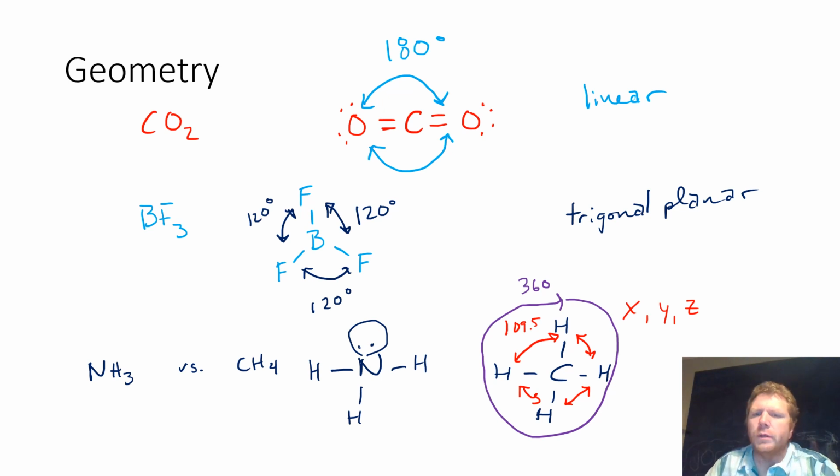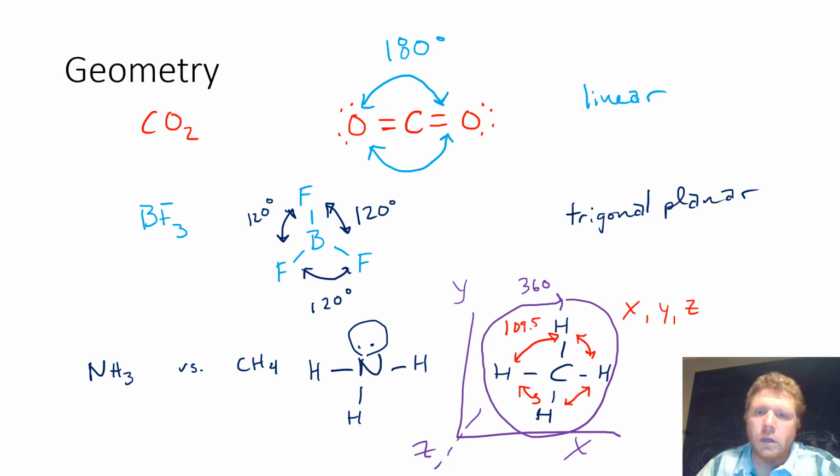Well, the reason for that is this bond angle measurement, 109.5 degrees, is taking into consideration not just the X and Y plane, but it's also taking into consideration the Z plane. So we're looking at this in 3 dimensions. So if you compare that, this is a molecule that would be considered tetrahedral. It has 4 atoms that are surrounding a central atom, and they are all equidistant from one another.